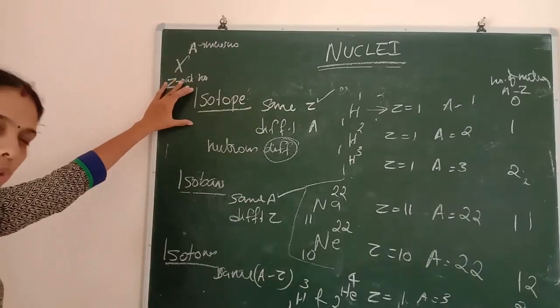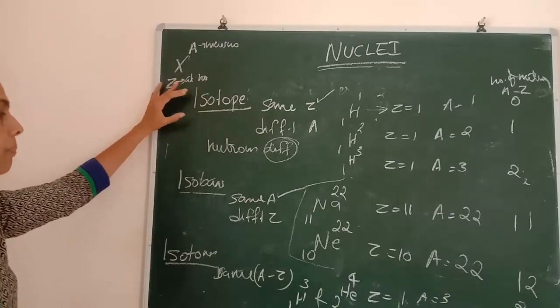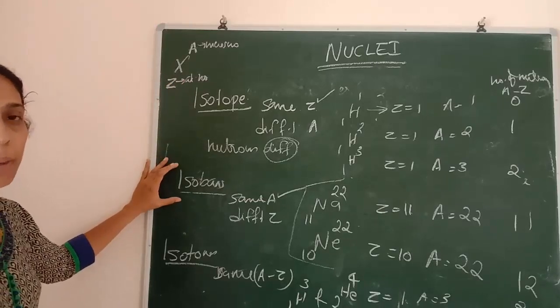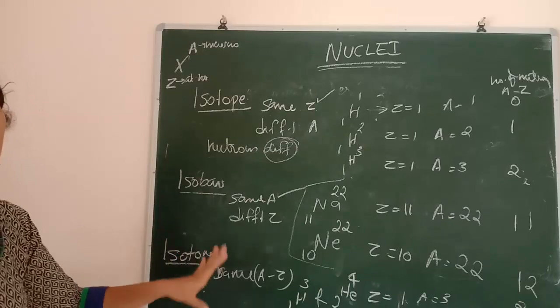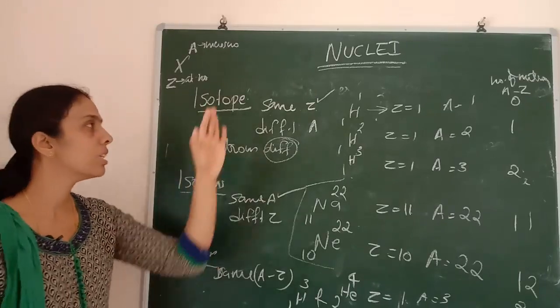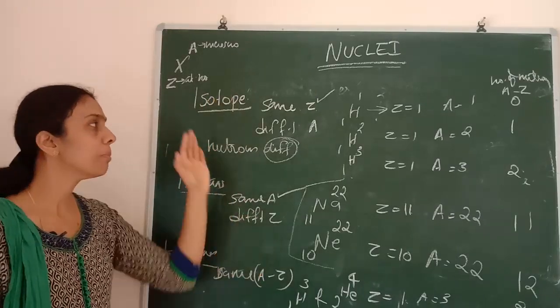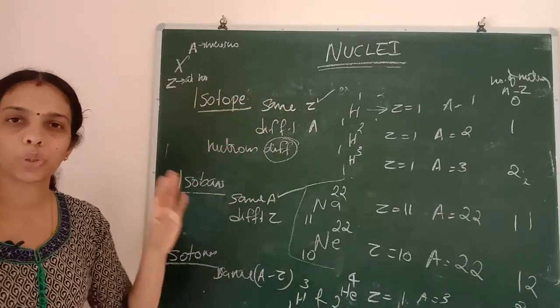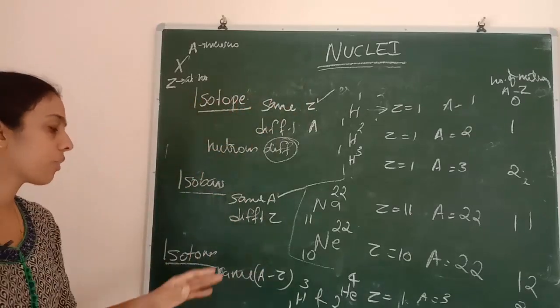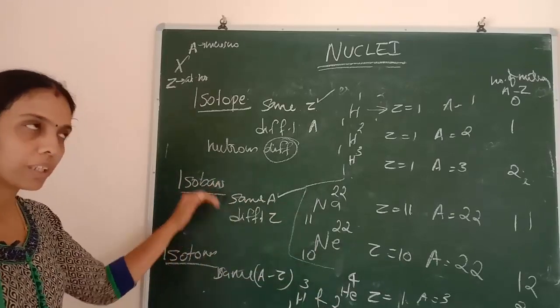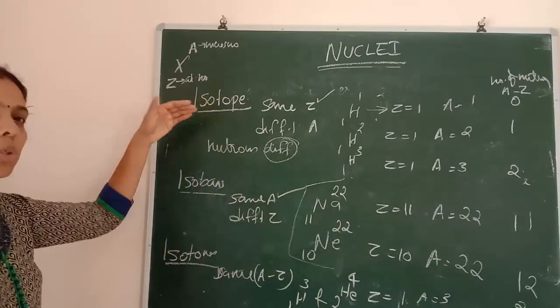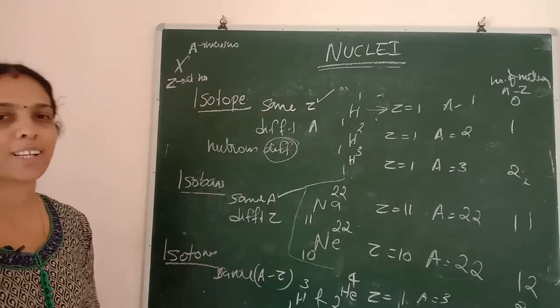So isotope means same atomic number, isobars means same mass number, and isotones means same number of neutrons. Clear this one, and at least one example you should know. Only in the case of isotones will the number of neutrons be the same. Same atomic number is isotope and same mass number is isobars.